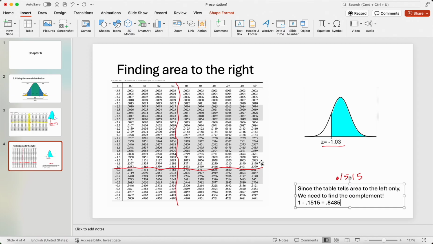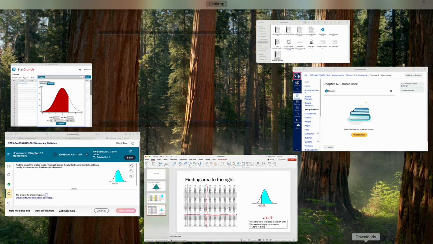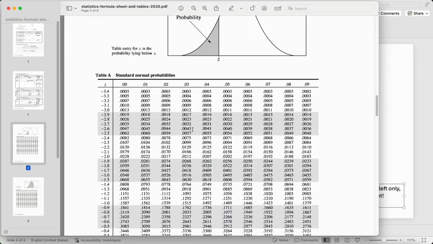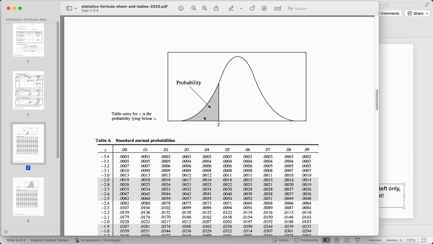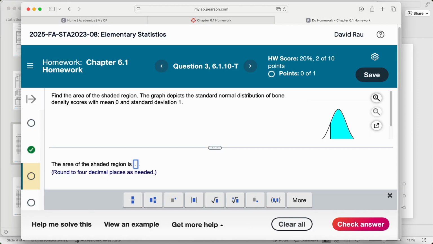We've now found the right answer by almost doing the same work, but we just need to do that one final 1 minus, because the table, again, if I pull up the picture, the table will always only tell you area to the left, and so if you want the area to the right, you simply just need to apply the complement or 1 minus your answer. Alright, so 0.8485.